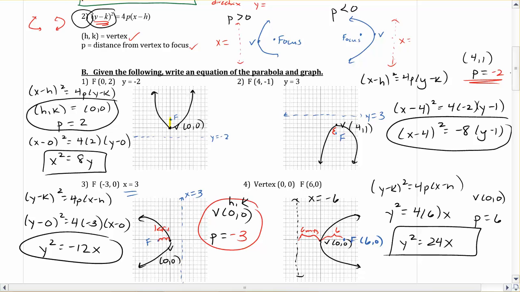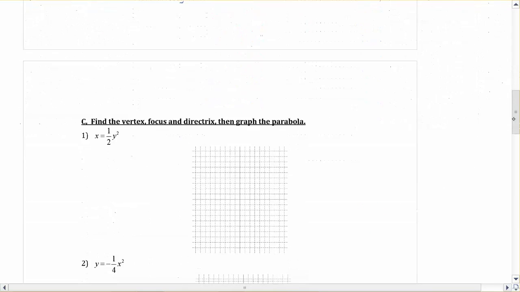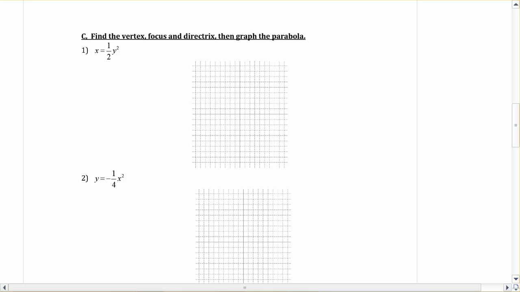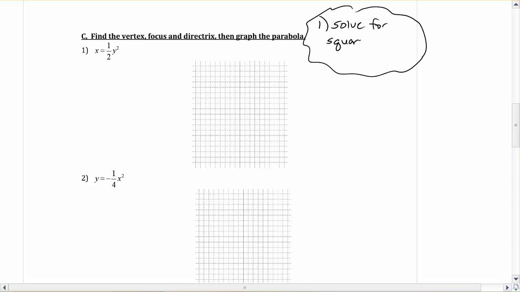All right, so the second part, which is part C, we're going to find the vertex, focus, and directrix, and then graph the parabola. What I want you to do immediately is make a little bubble here. We want to first solve for the squared term, because it's going to make it a lot easier using the equations I just went over if we have the squared term by itself.